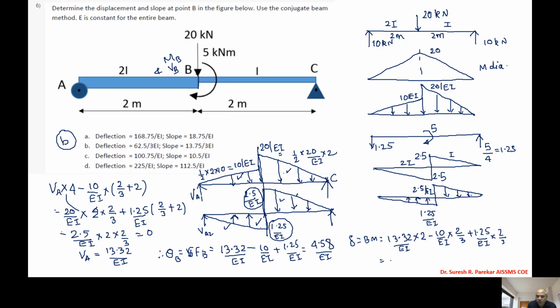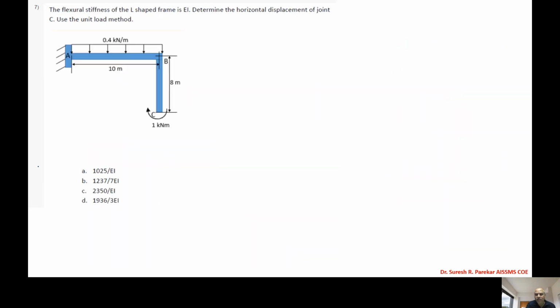So we will have 20.8 upon EI, and if we calculate 62.5 upon 3, then it is 20.83. So we will have both values correct, that is deflection as well as slope. So the option is B. Now we will go with this problem.